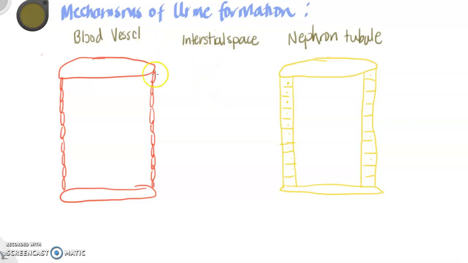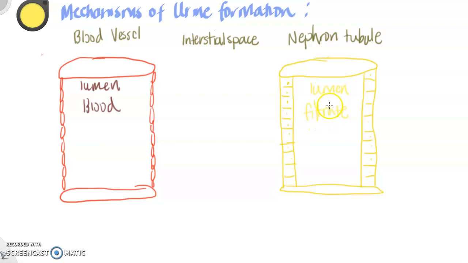Okay, so in here, of course, is blood. This is my lumen. And this is the lumen of my nephron. All right, so this is filtrate. So when stuff is filtered out of the blood and goes into Bowman's capsule and goes into the nephron, it is not urine. It is what we call filtrate.